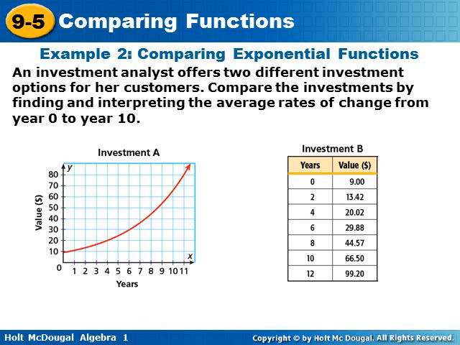An investment analyst offers 2 different investment options for her customers. Compare the investments by finding and interpreting the average rates of change from year 0 to year 10. So investment A, you can see, is an exponential form and it curves upward. And investment B, you can see, is the chart of information.